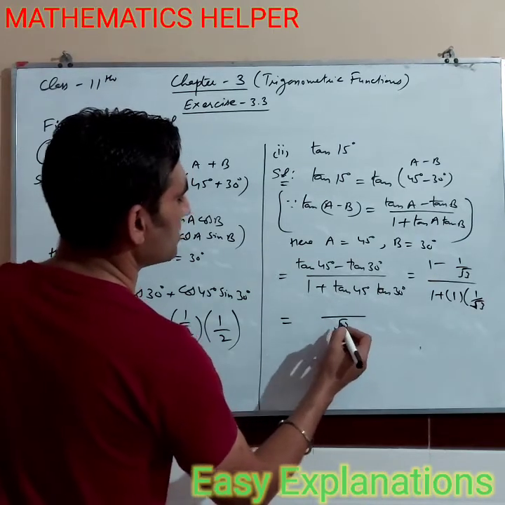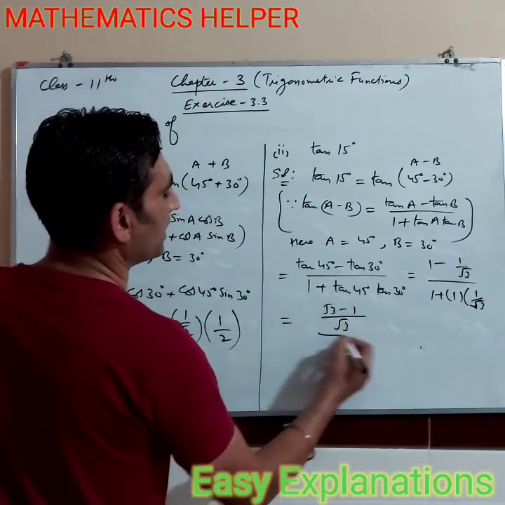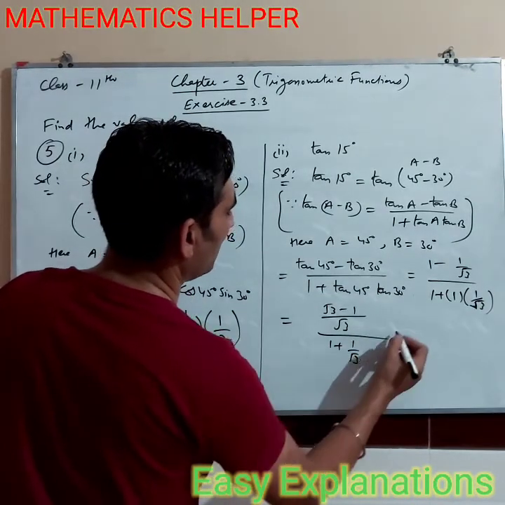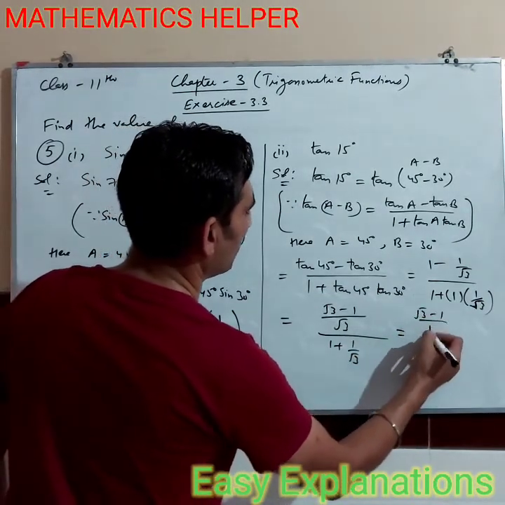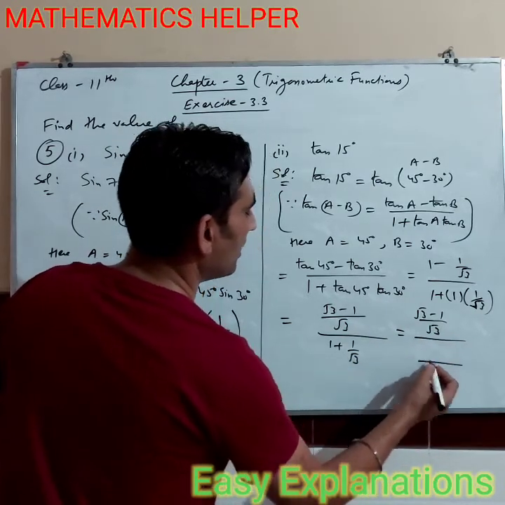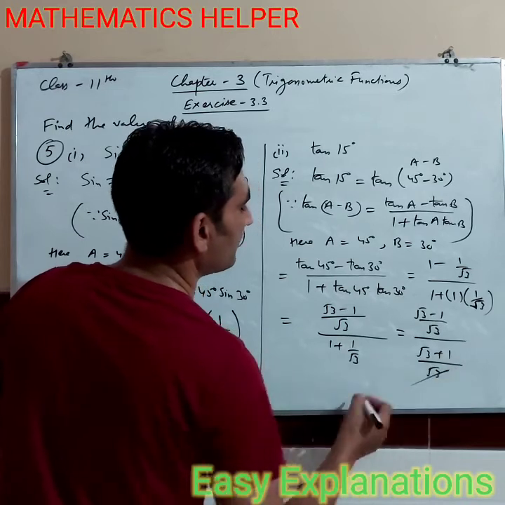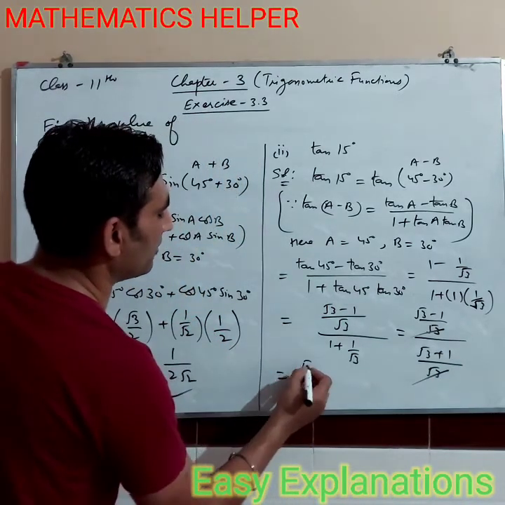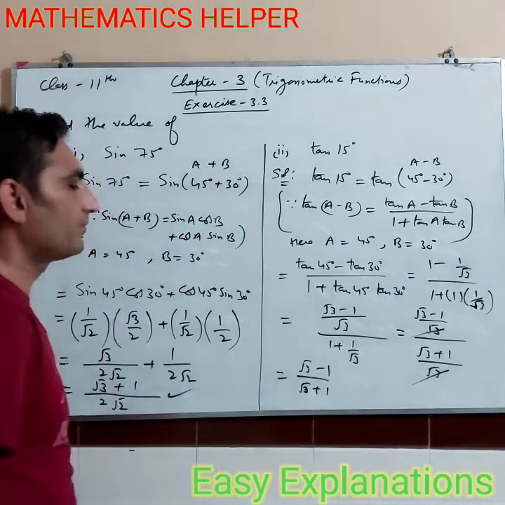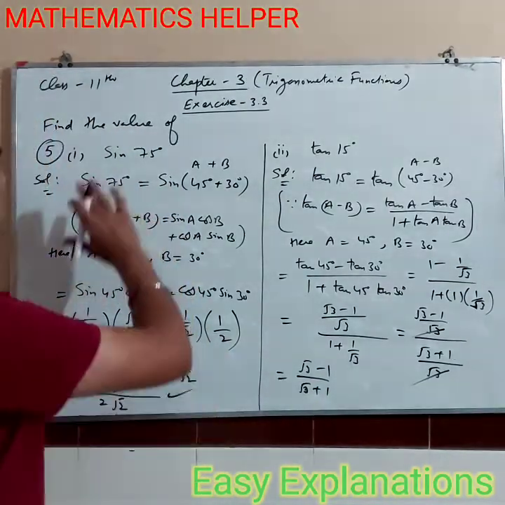The numerator's LCM is square root 3. It will give square root 3 minus 1 over square root 3. The denominator is 1 plus 1 over square root 3, which will give square root 3 plus 1 over square root 3. The LCM is square root 3, the square root 3 cancels, and ultimately you will have your required answer, which is square root 3 minus 1 over square root 3 plus 1. So there were two parts.